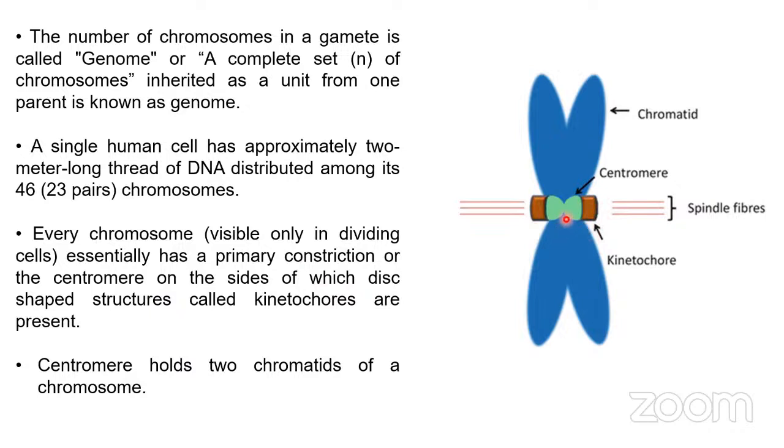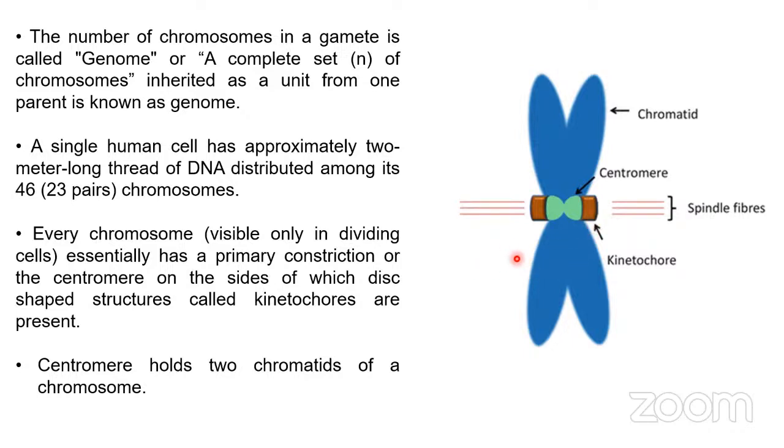So every chromosome has a constriction at the center, which is known as the centromere. This is the primary constriction. On the sides of the centromere, we can see disc-like structures. These are known as the kinetochores. So the kinetochores are present beside the centromere in the form of a disc-like structure.